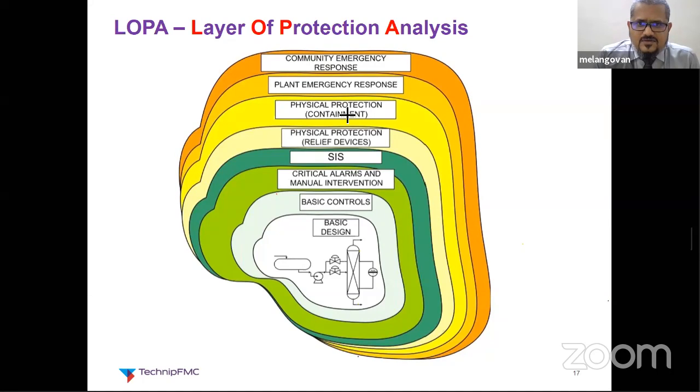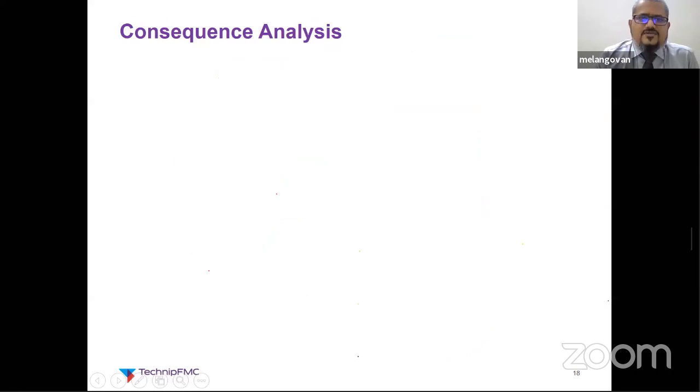Now we are into plant emergency response. If something happens despite all these protection measures, what are we doing? Before that, we need to assess what effect it may result in. That's where we get into the consequence analysis. In our case, for example, with all these protection measures, let a diesel leak happen. Then further, what may it result in?